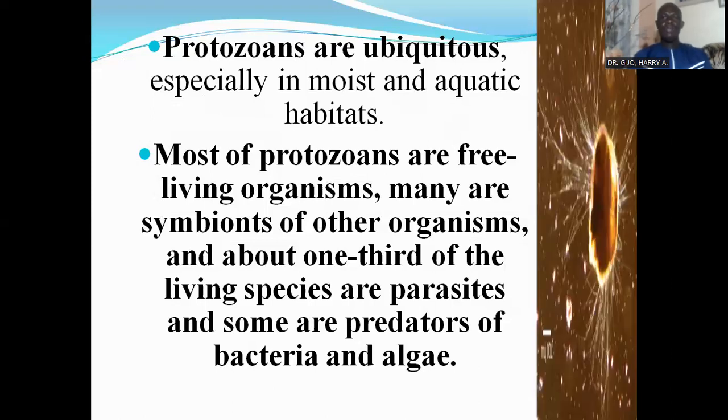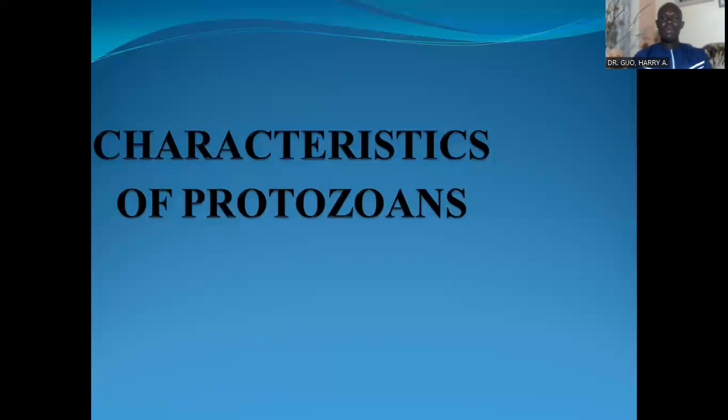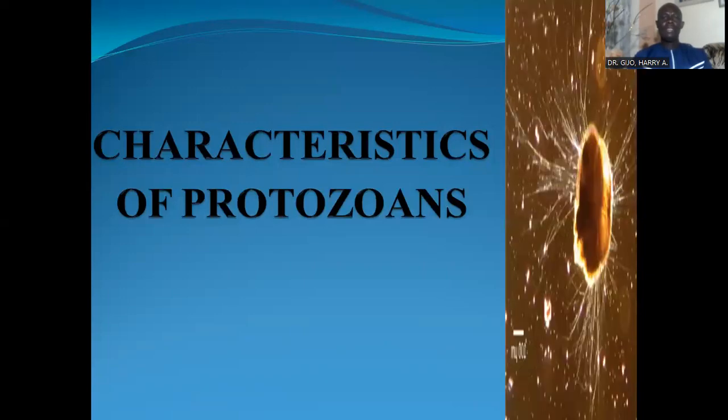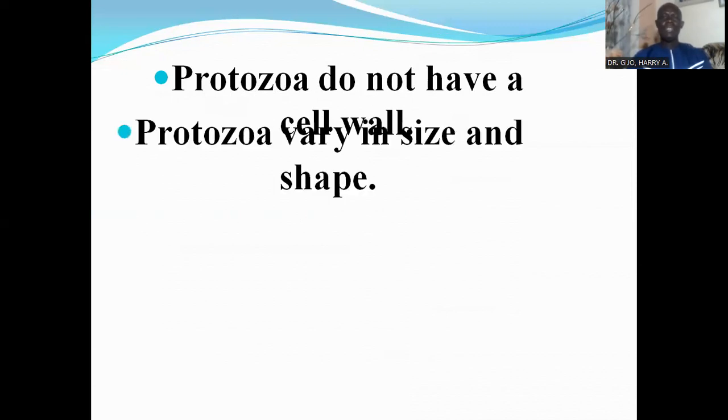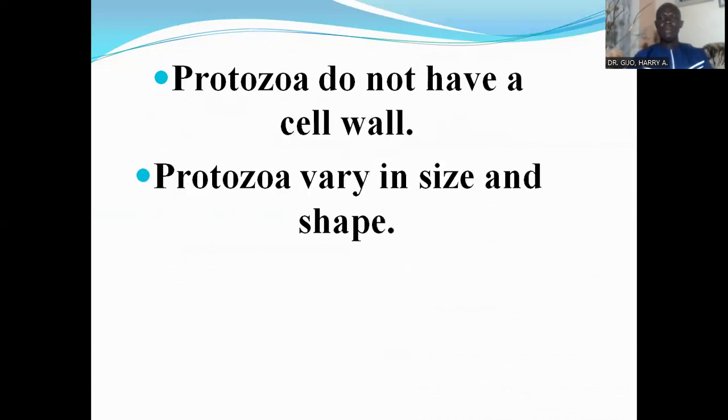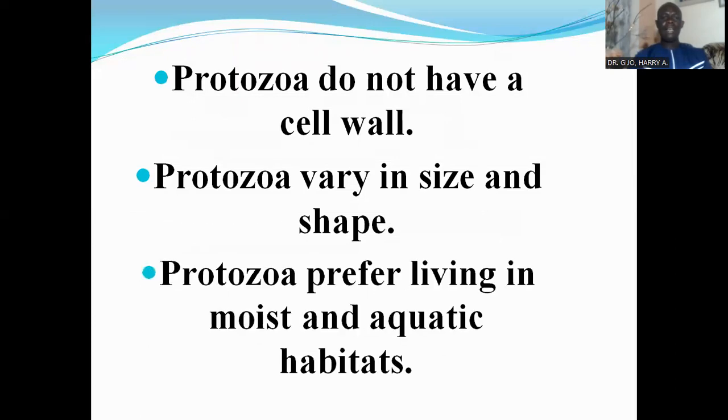Now, let's look at the characteristics of protozoans. The characteristics of protozoans include: one, the protozoans do not have a cell wall. They are animal-like organisms, and as such, they do not have the cell wall that's common to the Protophyta or other plant cells. Protozoans vary in size and shape. Some are microscopic, while some are large enough to be seen with the naked eye.